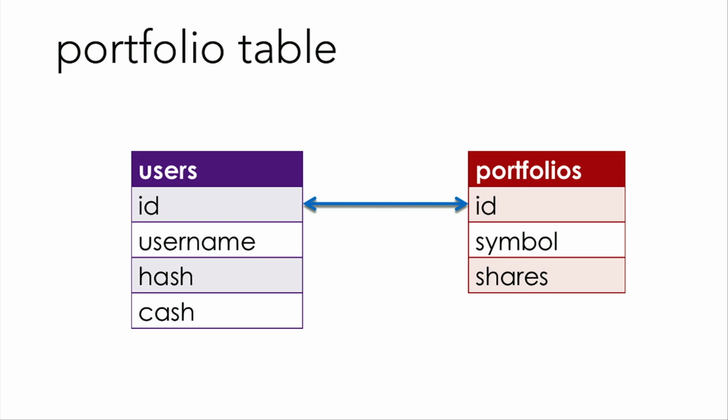Now, the users table has an ID as well as the username and the hash, which is the encrypted password, and then the amount of cash that they have. Those ID numbers should be linked to each other. So the portfolio would just have the symbol of the stock as well as the number of shares, and within that portfolio table, you'd have all shares possessed by all of the users on your site.